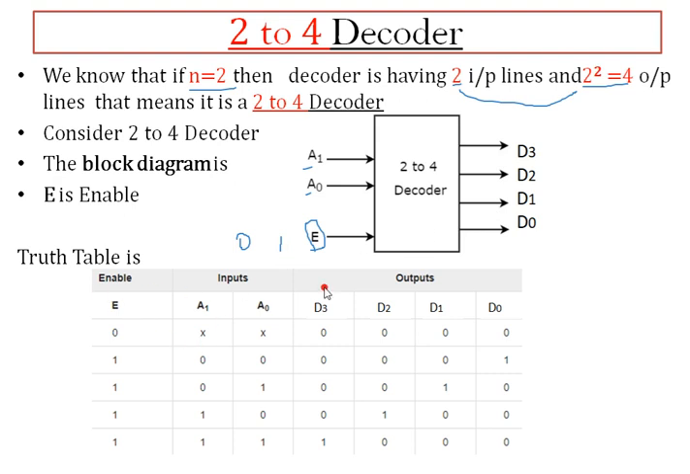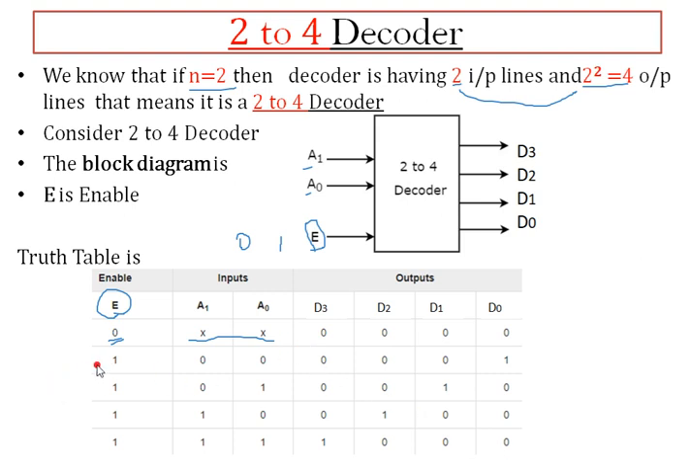Observe here, this is the truth table for the 2 to 4 decoder. Always check the enable condition. If enable is 0, there is no need to consider the input values, whether 0 0, 0 1, 1 0, or 1 1, whatever the input may be. These are not at all considered by the decoder circuit. Output is 0.